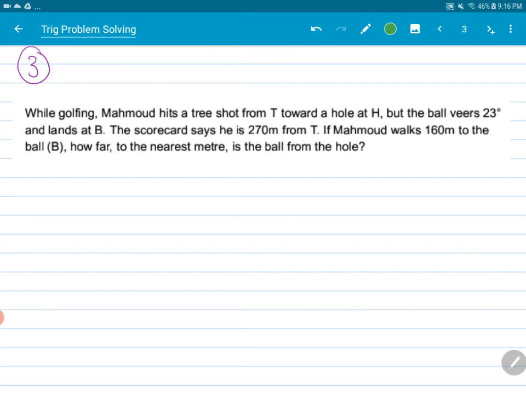So let's go with, he's starting at T. So he hits a tree shot from T towards a hole at H. So he's trying to hit towards a hole at H. But the ball veers 23 degrees away from the original and actually lands at a different spot called B. That's where the ball is. So it actually veers 23 degrees. It was supposed to be going in this direction, but it took a little turn this way. So we can actually turn this into a triangle. And the scorecard says that he is 270 meters from T.